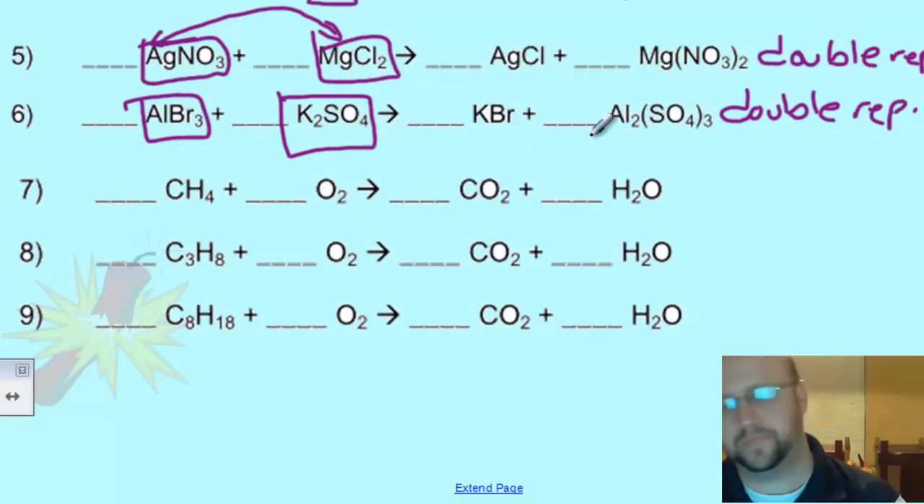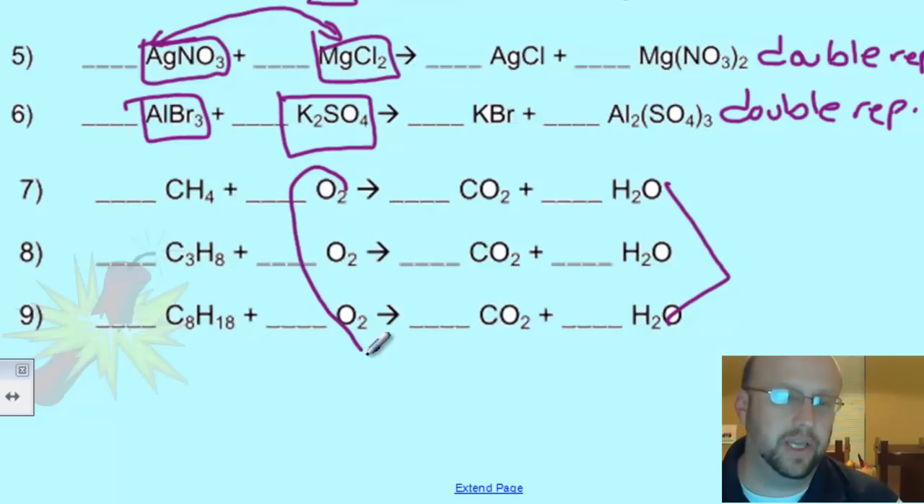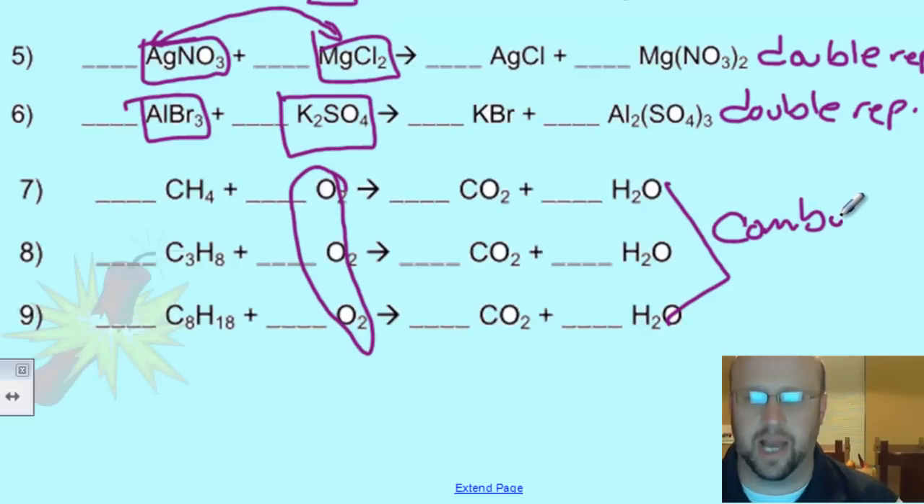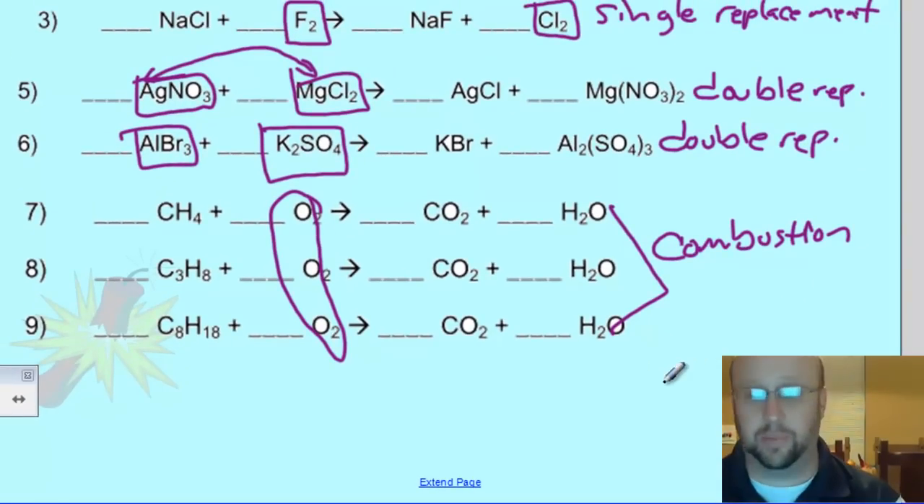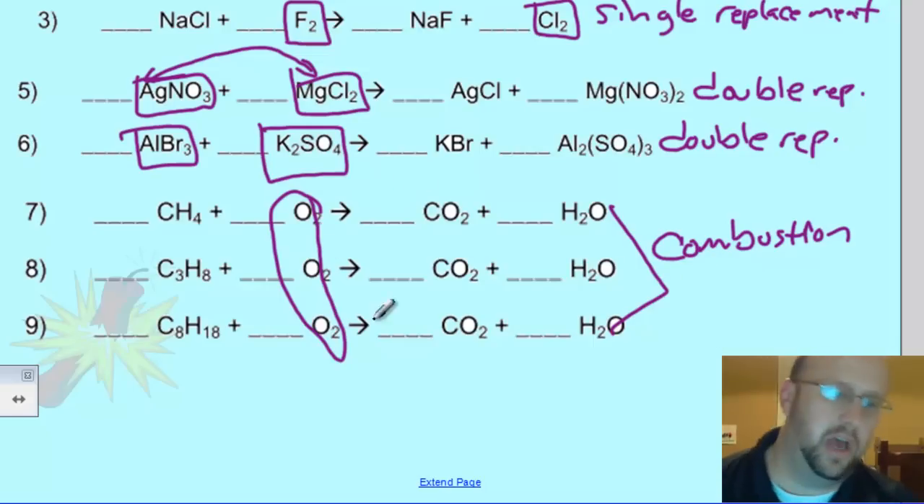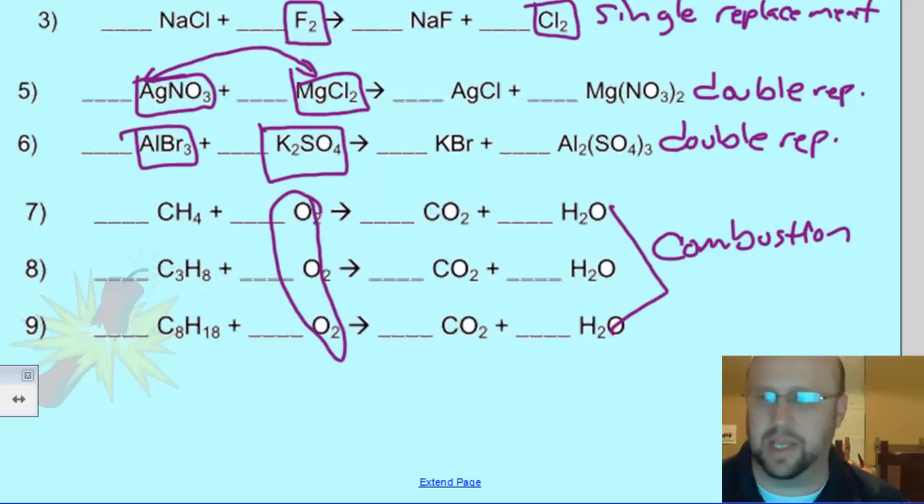Now, 7, 8, and 9, all the same thing. And I can circle one thing between all of them and make it real easy. All of them have oxygen as a reactant. Anytime we have oxygen as a reactant, that means that it is a combustion reaction. Now, there's a couple other good hints that it's combustion. The oxygen is the dead giveaway. That's always the thing that you should look for.